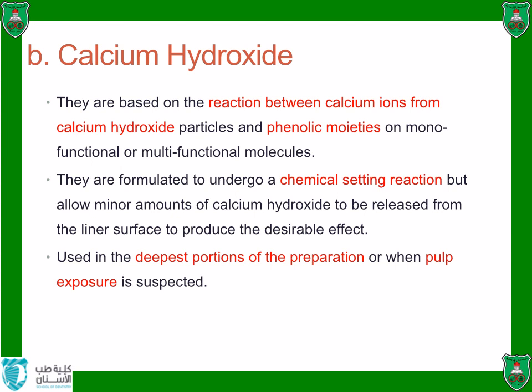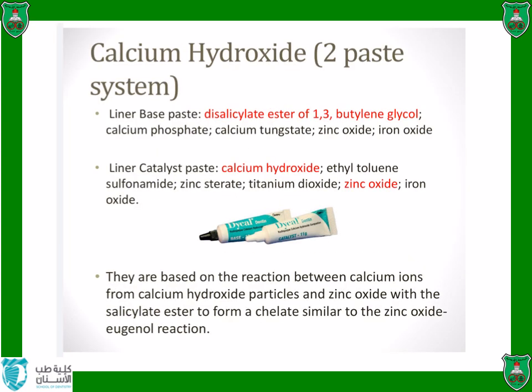It's used in the deepest portion of the preparation or when pulp exposure is suspected. This material comes as a two-base system. We mix equal amounts of those two materials together to have a homogeneous color. Then we apply it to the area of interest. The chemical reaction I told you about is exactly like the zinc oxide eugenol reaction. It's an acid-base reaction between the calcium ion from calcium hydroxide and the zinc oxide present in the other molecule.